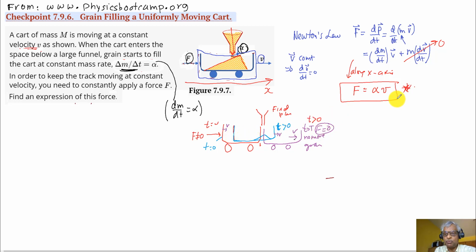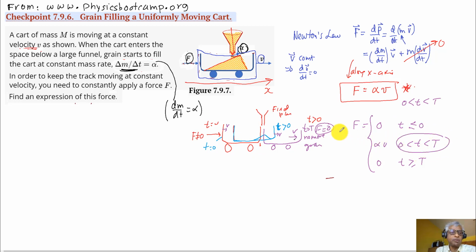It's only between 0 and t. So the answer would be F equal to 0 for t less than or equal to 0, alpha v for 0 less than t less than T, and 0 for t greater than or equal to T. And T is, as explained, the time the cart starts to accumulate grain. This is the only time the cart accumulates. The way the problem is stated, this is the answer they're looking for.